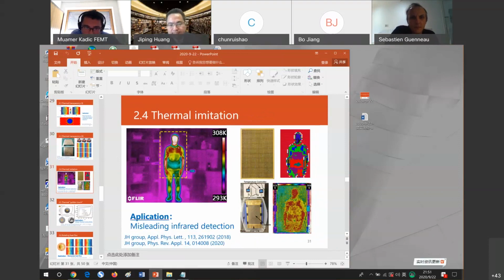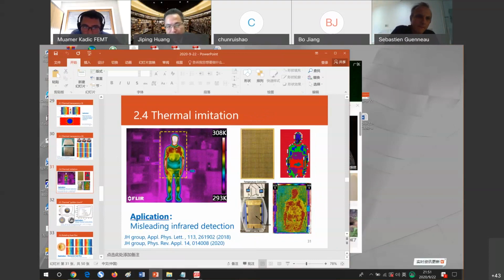Actually, this is the infrared imaging of a real person, and we only consider this frame, and then the temperature signal can be extracted. After that, we use this plate, which has more than 1,000 holes. Then we insert the holes with different materials.